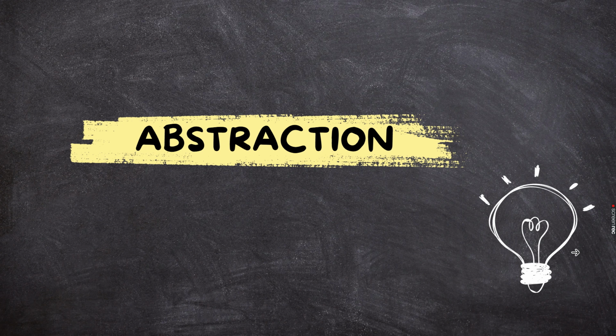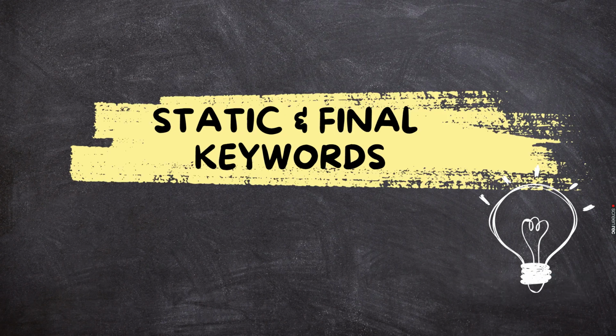Let's see the static and final keywords. Static is used for class level members shared across all instances, and it ensures shared behavior or data. Final is used to create constants and prevent inheritance. So it ensures immutability or restricts undesired changes.